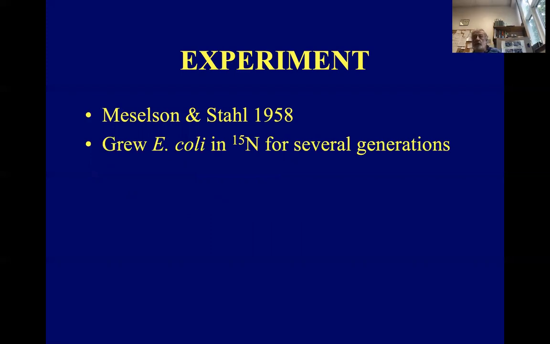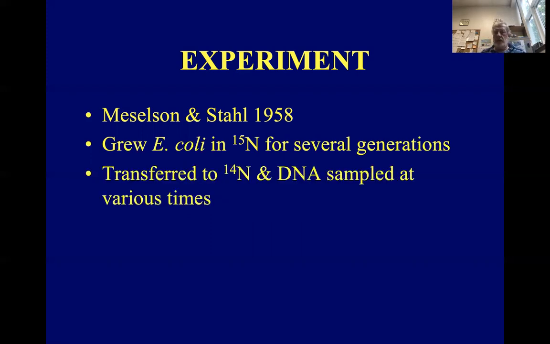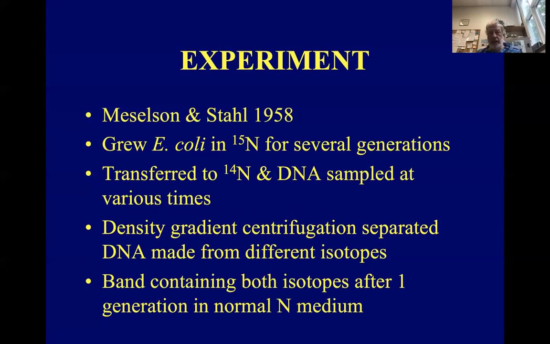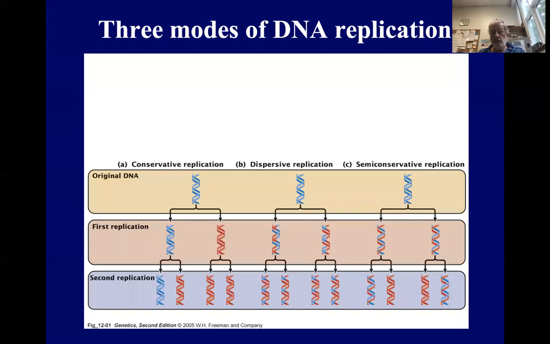In 1958, Meselson and Stahl grew E. coli in a heavy isotope of nitrogen, N15, for several generations. Then they transferred it to the more common N14 and sampled the DNA at various times using density gradient centrifugation, and that made them able to distinguish between the different DNAs made with the different nitrogen isotopes. After a single generation, they found an intermediate band that contained one strand of heavy nitrogen and one strand of regular N14. And this led them to discover that DNA replication is semi-conservative. As we can see there, one strand is conserved and one new strand is synthesized each time the molecule is replicated.